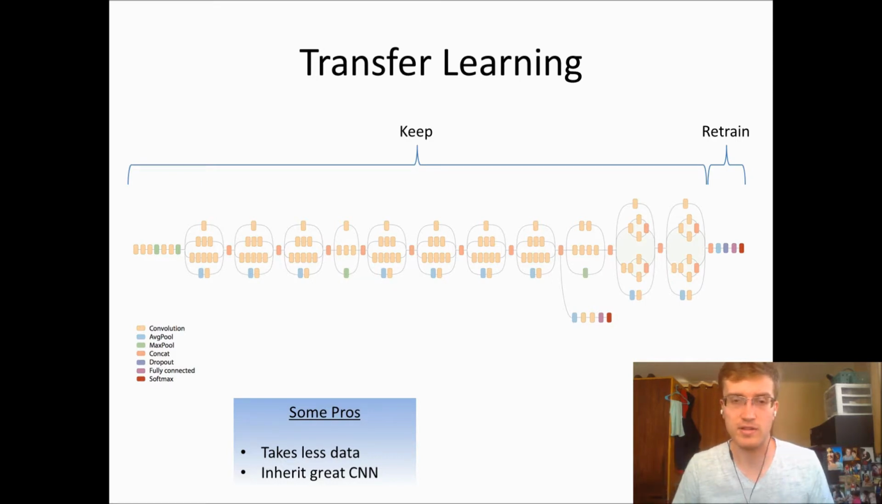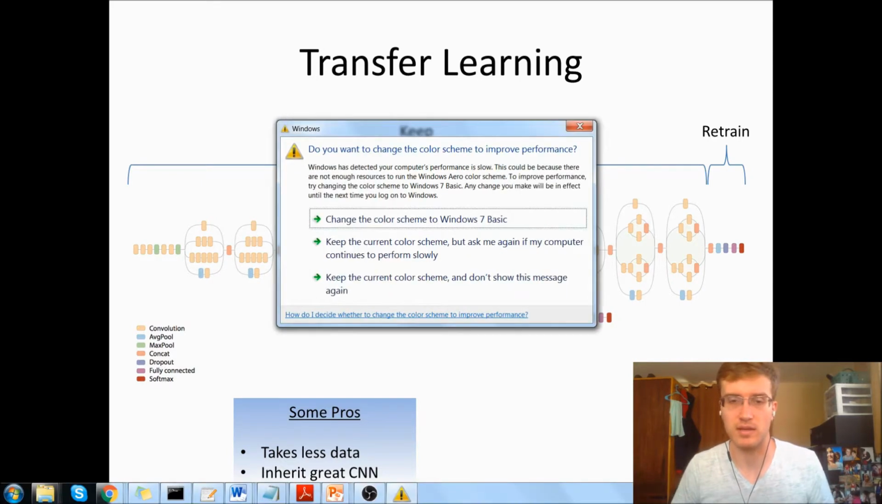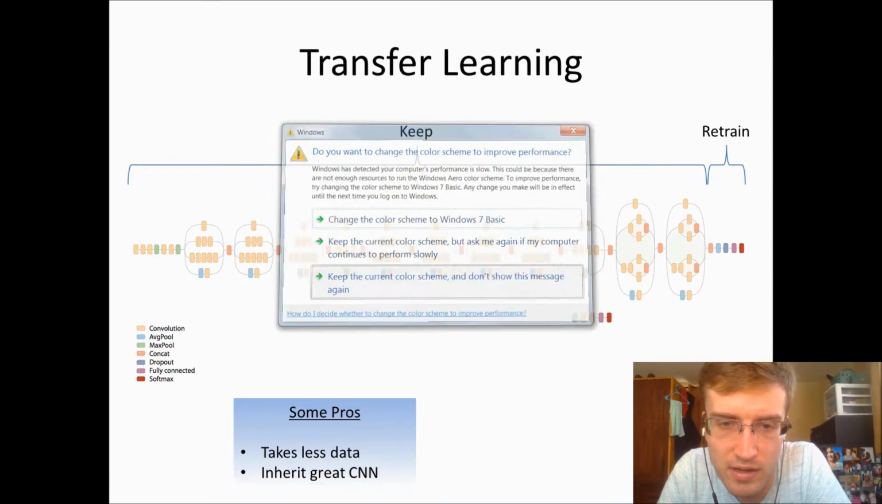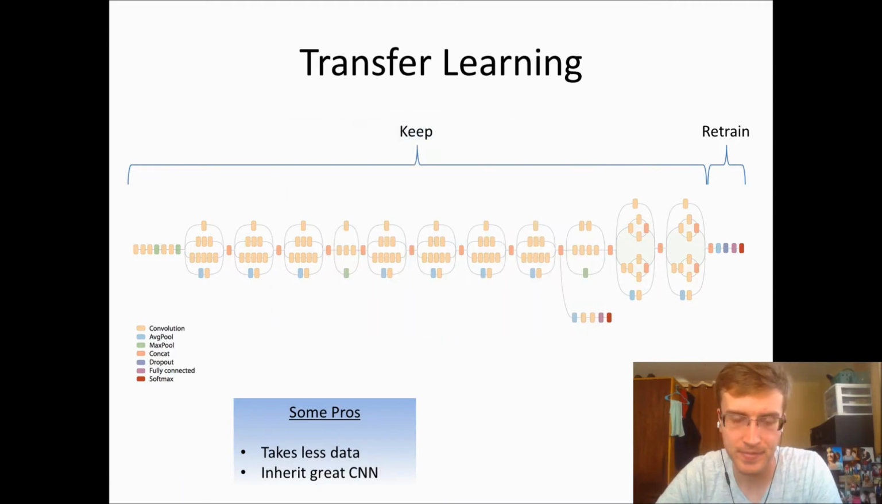Even deeper why this works is why we're able to just retrain part of it, and, god dang it. Alright, maybe I should read this before I delete it. Detected computer's performance is slow. This could be because there are not enough resources. It's telling me that my background is too complicated when I run OBS. To improve performance, try changing the color scheme to Windows 7 Basic. Or keep the current color scheme, but ask me again. I don't want you to ask me again. So here's my mistake. Alright, there. Click that.